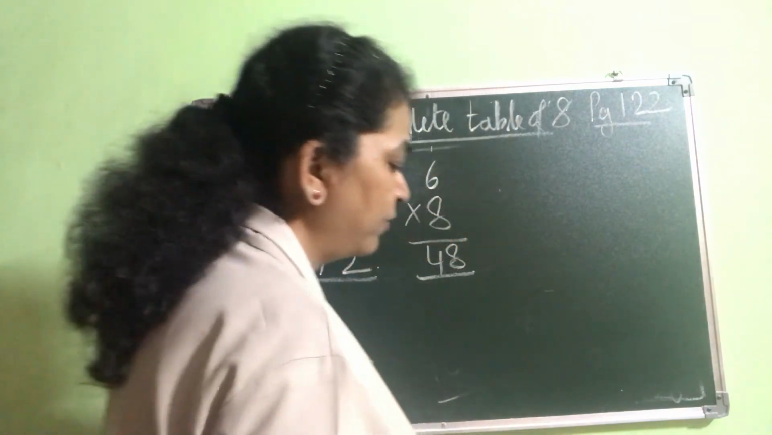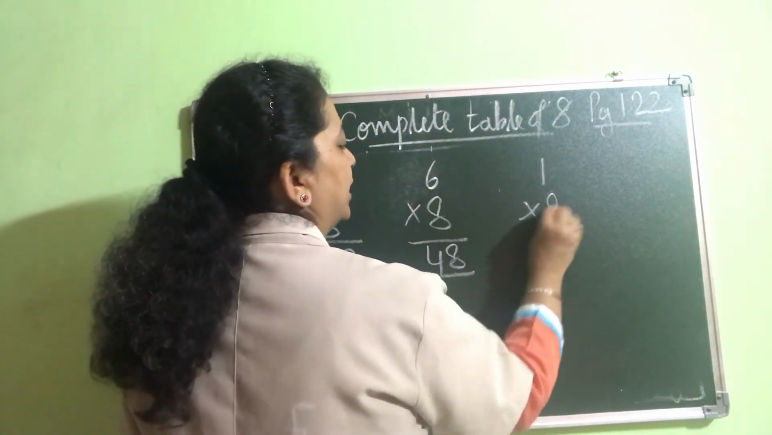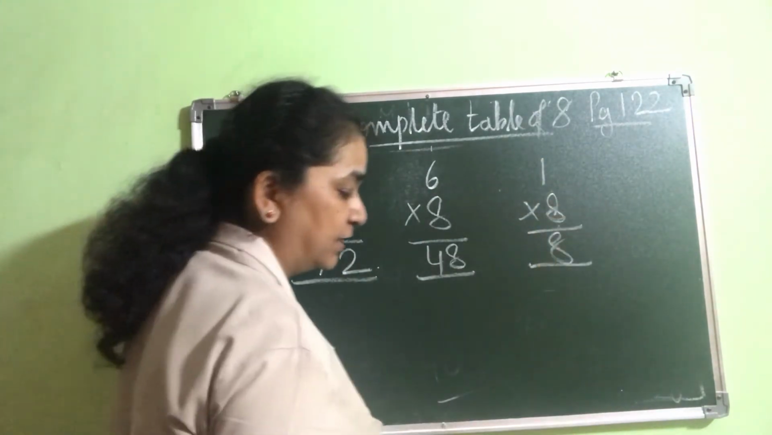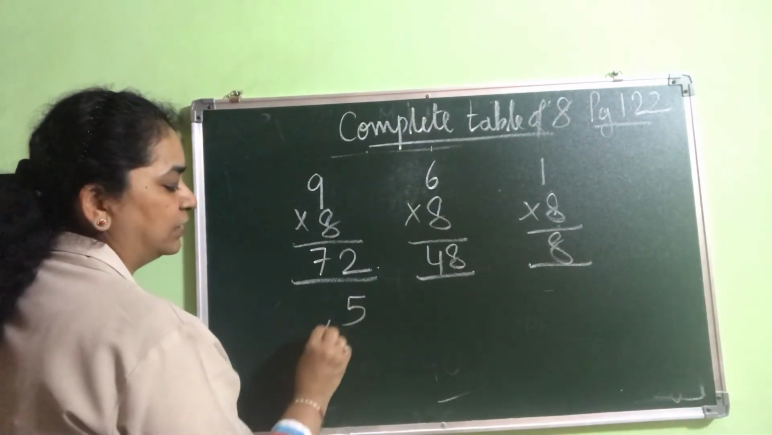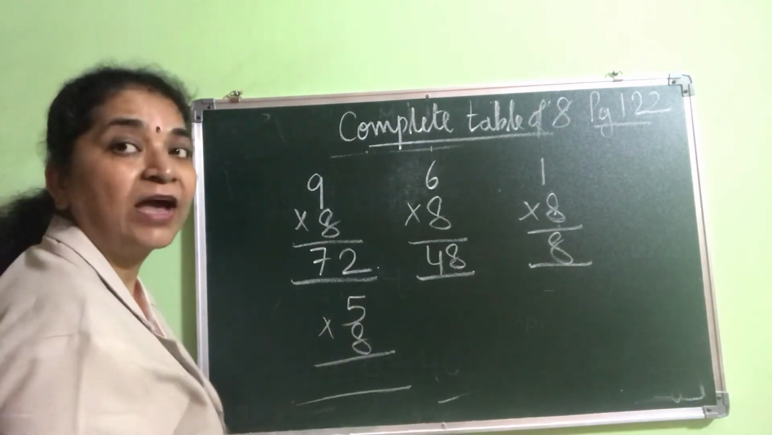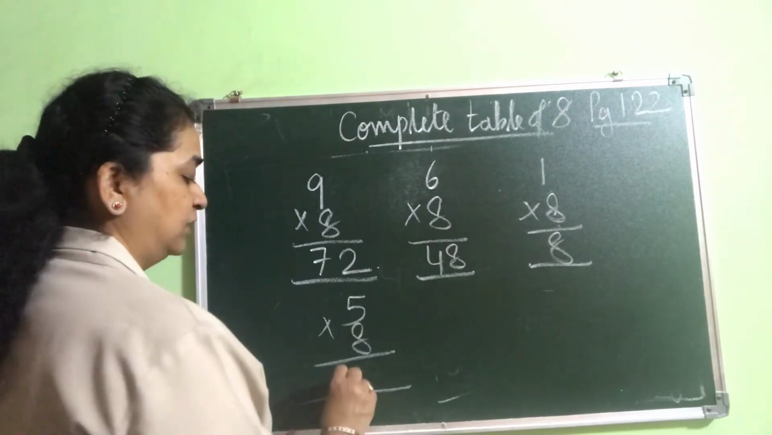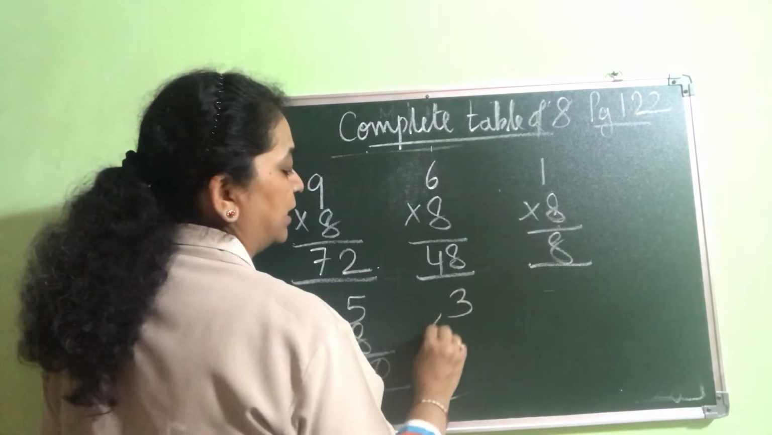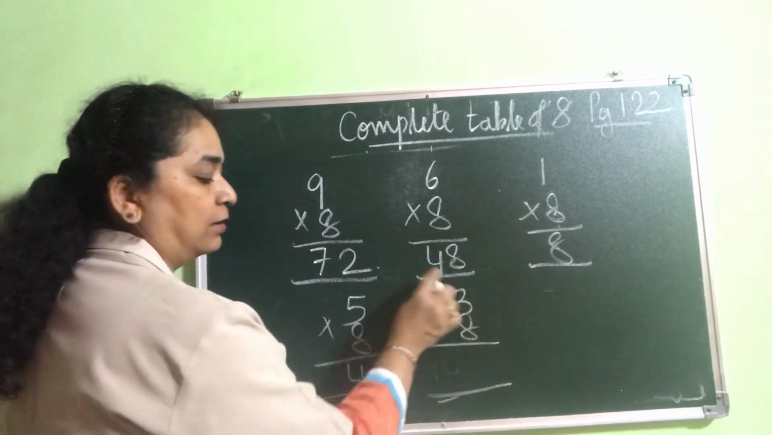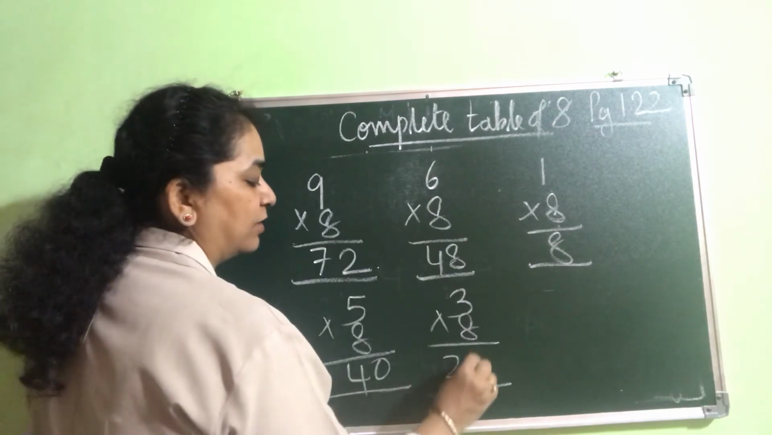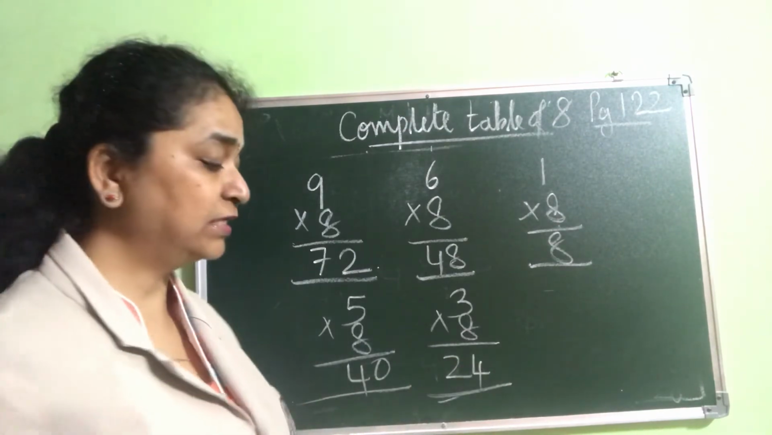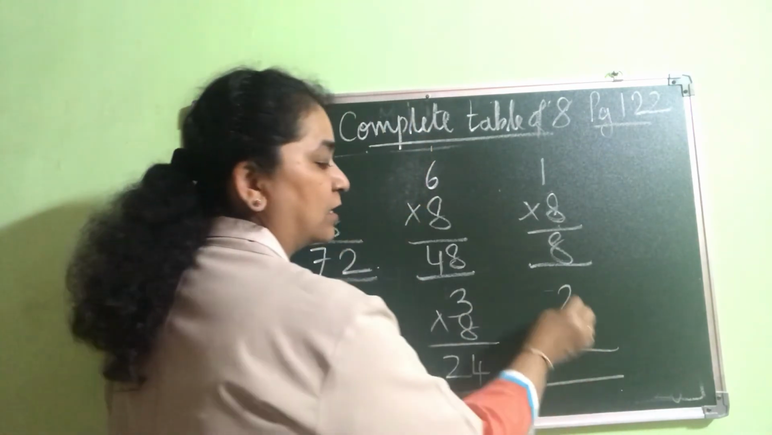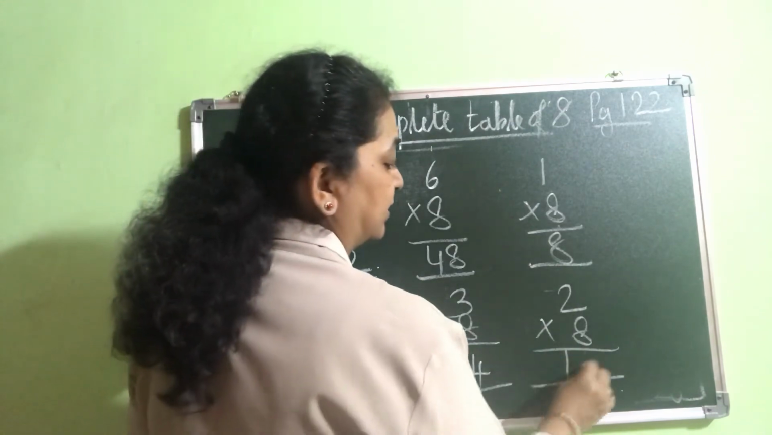Next, 1 8s. 1 into 8. Yeah, 8 into 1. It is 8. Then 5 into 8. 8 5s. What is 8 5s? 40. 8 5s is 40. Then next is 3 into 8 or 8 3s. What is 8 3s? 24. 8 3s is 24. Then 2 into 8. What is 8 2s? 8 2s is 16.